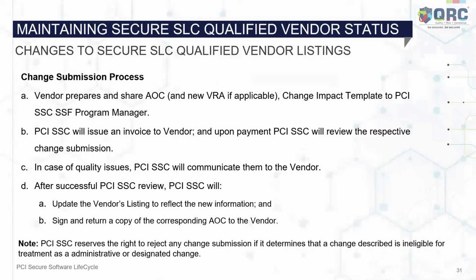Now, in case of any changes to the submission process, say for example, if there are any changes to the qualified processes of the organization, what is the vendor supposed to do? They should prepare and share the AOC along with the vendor VRA and change impact template to the PCI SSC program manager, the process which we discussed previously.